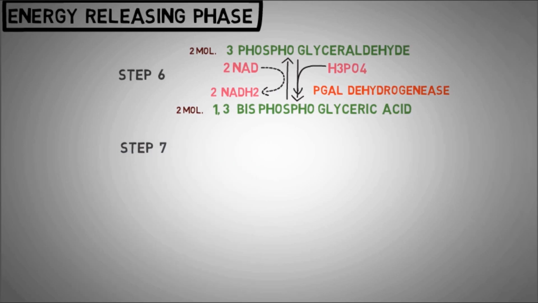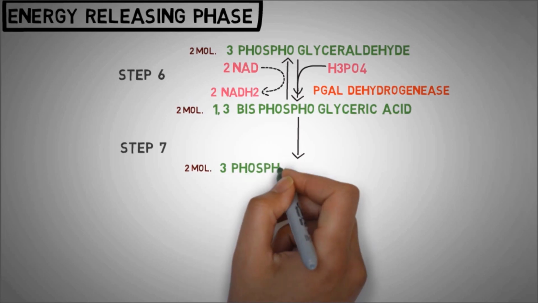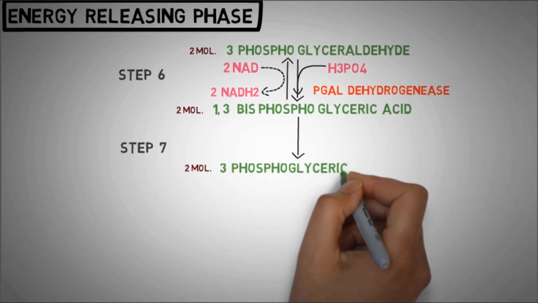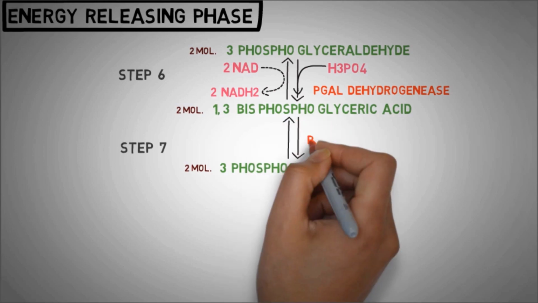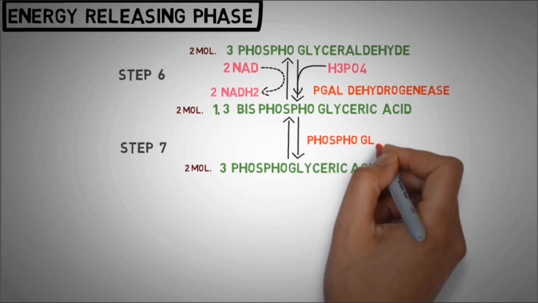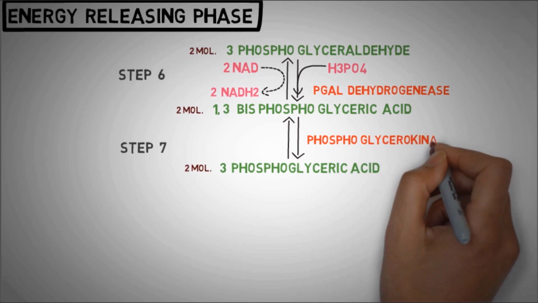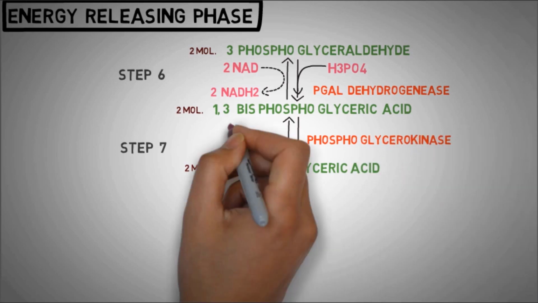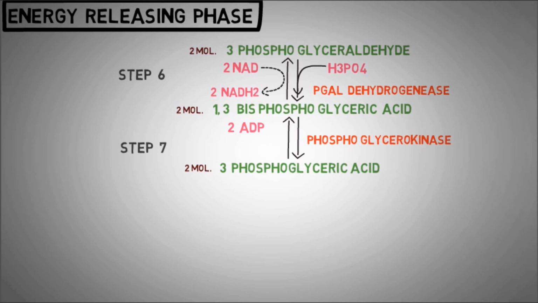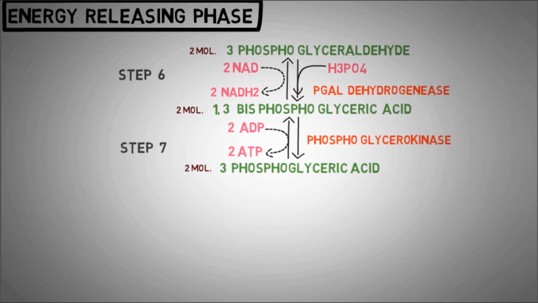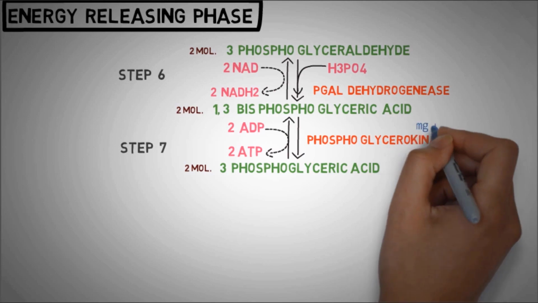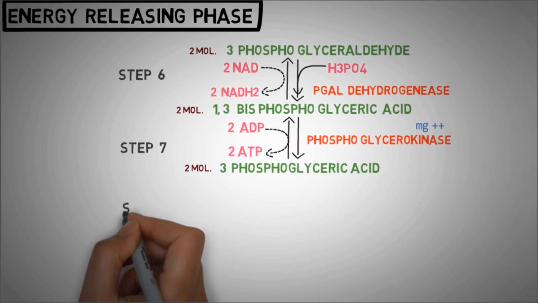In step 7, two molecules of 1,3-bisphosphoglyceric acid are converted into two molecules of 3-phosphoglyceric acid, which is a reversible reaction. The enzyme used in this reaction is phosphoglycerokinase. The additional phosphate lost from the reactant is taken by ADP and converted into ATP. The ATP formed directly from the substrate is called substrate level phosphorylation. Magnesium ions are also used as a catalyst.